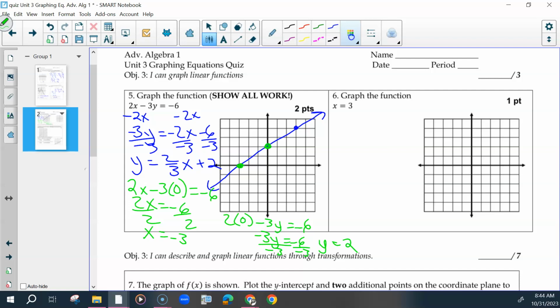And then this next one was hit or miss. Some of you got this and some of you did not. If this is an x equals, this needs to be a vertical line at 3. If you did a horizontal line, that was incorrect. Or if you only plotted a point, that was also incorrect. You need to graph the whole line. Questions on that one?